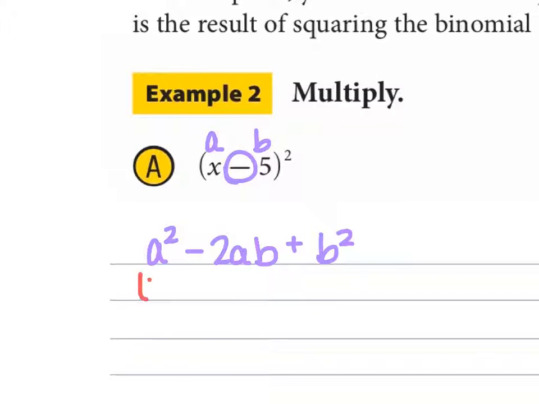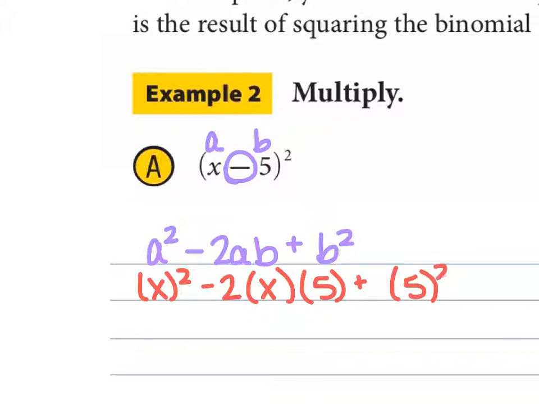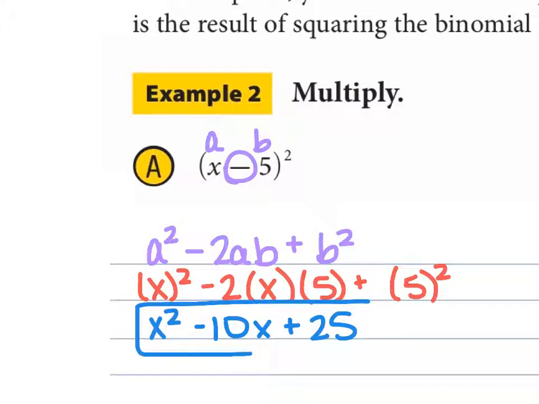So our a is x, so it's going to be x squared minus 2 times a, which is x, times b, which is 5, plus 5 squared. So x raised to the second power is x squared. Negative 2 times x is negative 2x, times 5 is negative 10x, and then that 5 squared is 25. So x squared minus 10x plus 25.